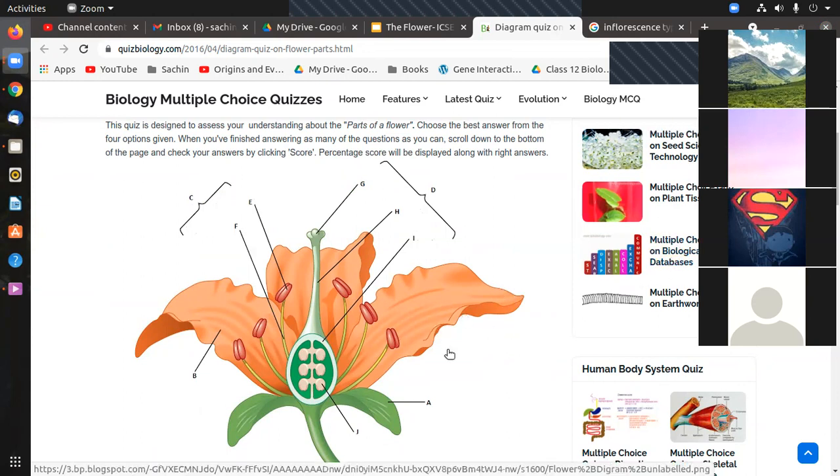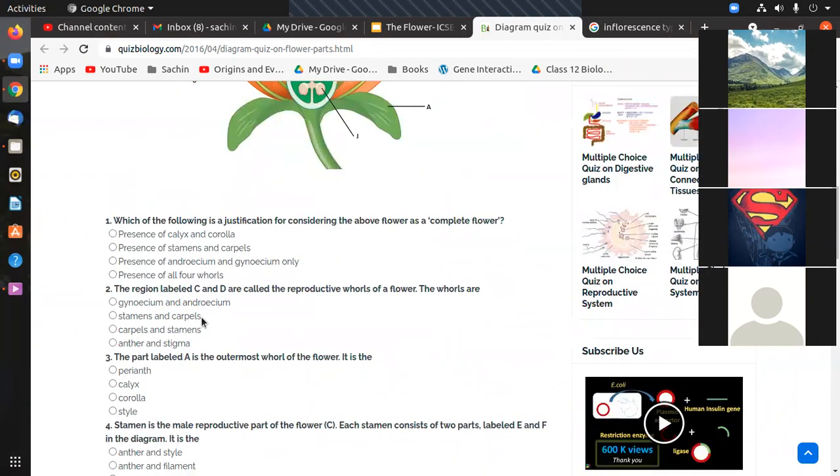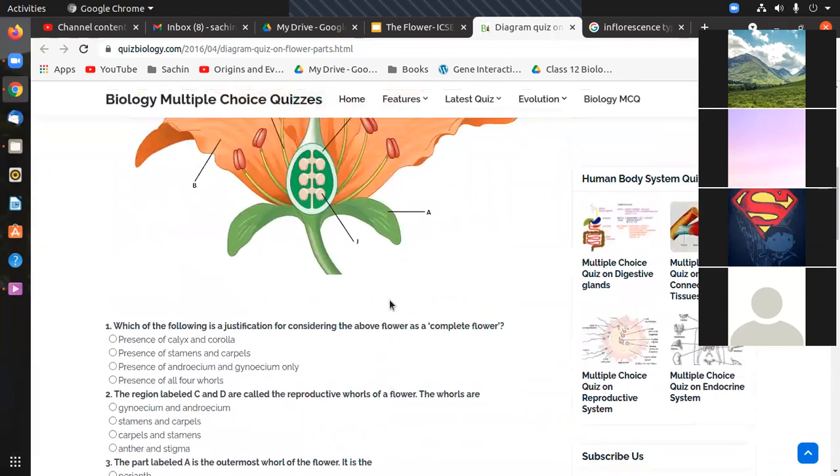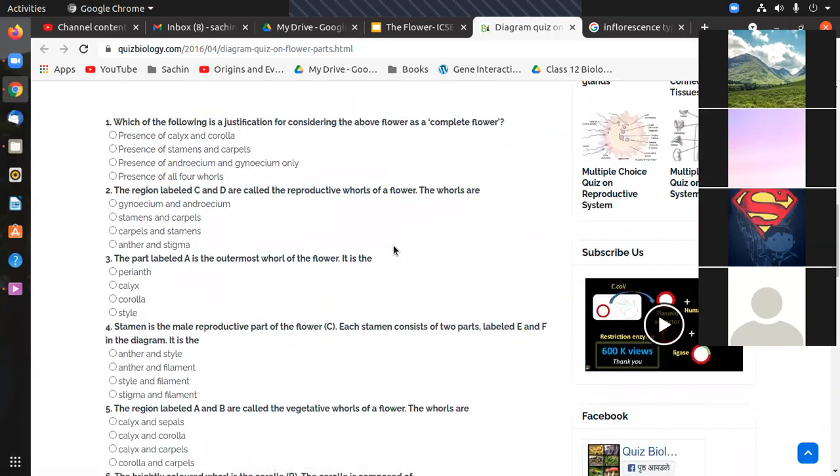Prakriti, can you just go back to the options once? Stamens and carpel. Correct. So I have a question. What Hia said is the same thing as that, right? But the order is wrong. That means we are assuming C is gynoecium and D is androecium, so that is not correct. So again, just a little attention, otherwise this can become wrong.